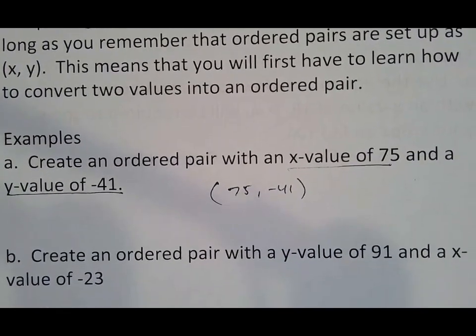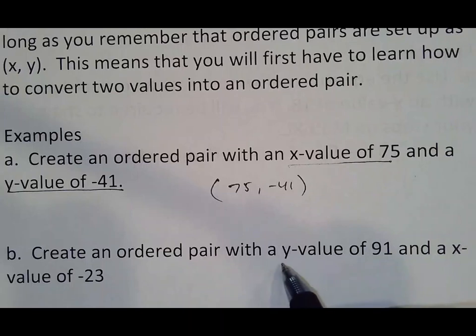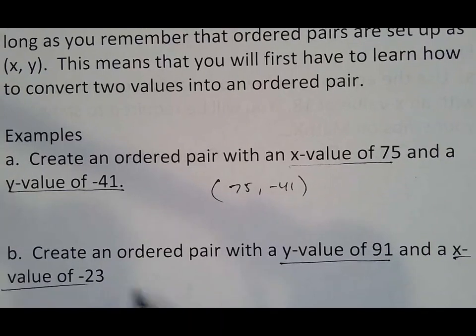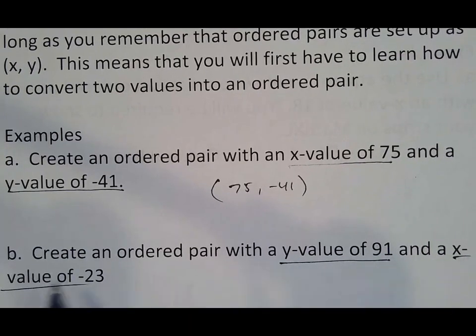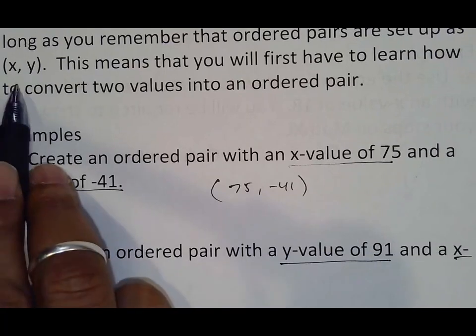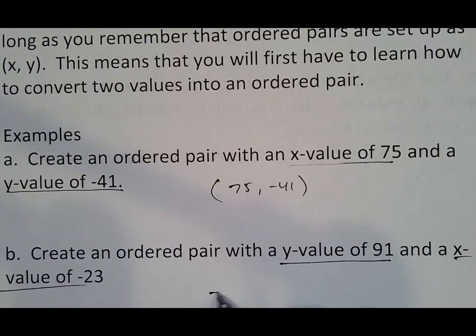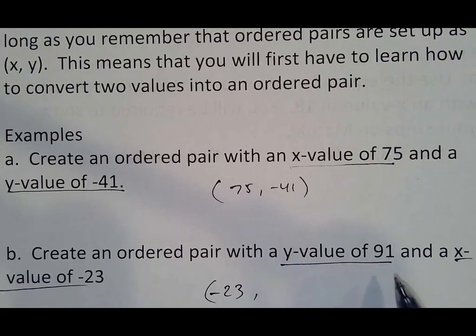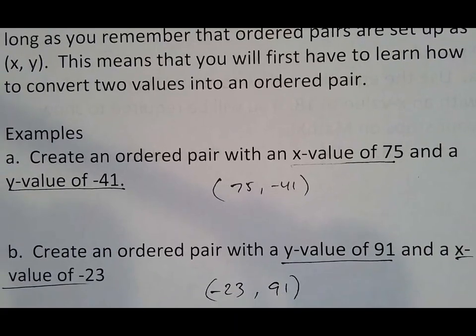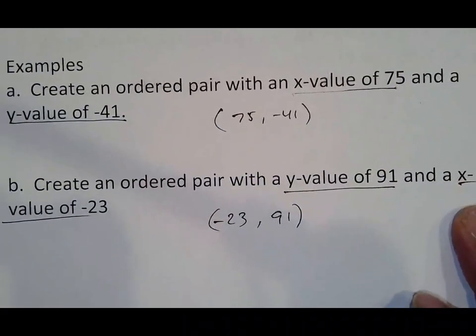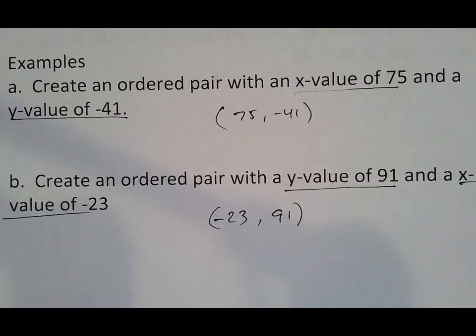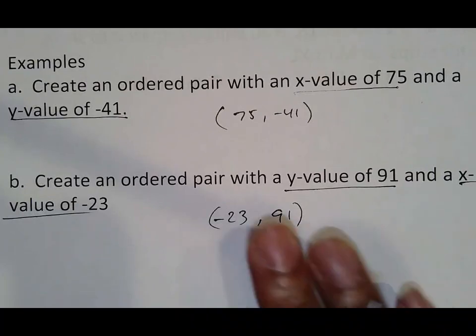Same thing here. Create an ordered pair with a y value of 91. Be careful because again they switch that around. So y value of 91, x value of negative 23. So since x goes first, that means we want negative 23 first and 91 second. So this part is just making sure you understand to put the x number first, the y number second, and then go from there.